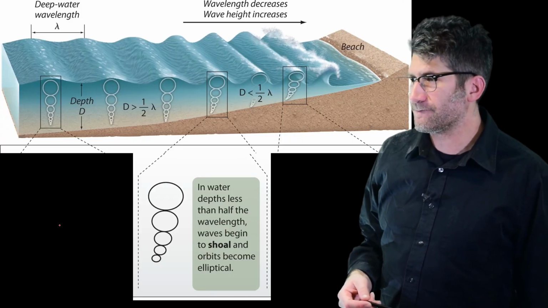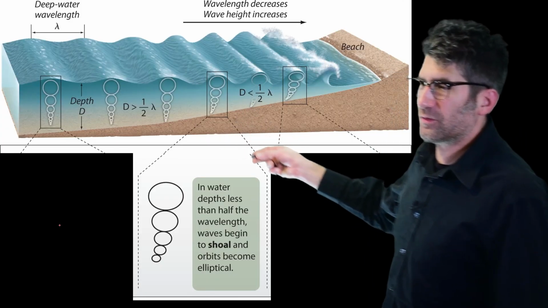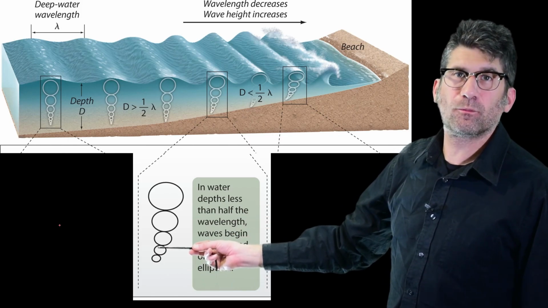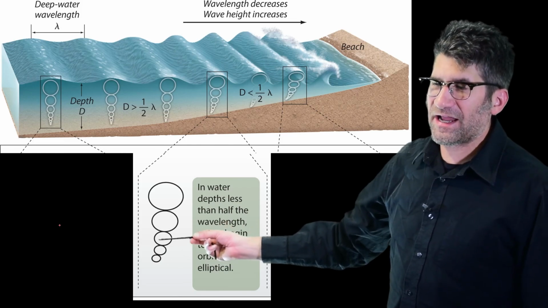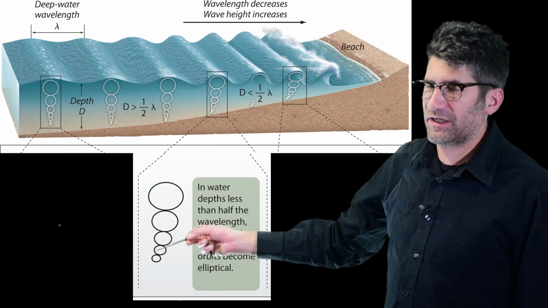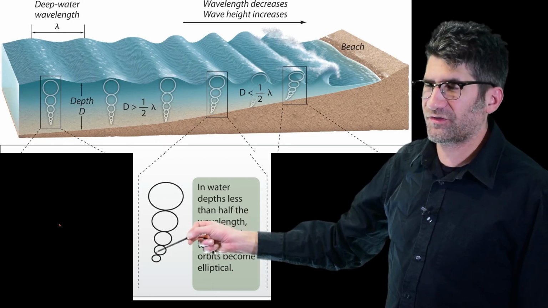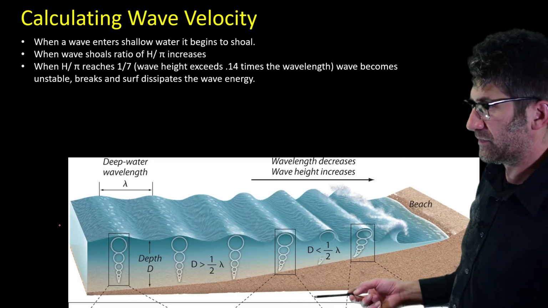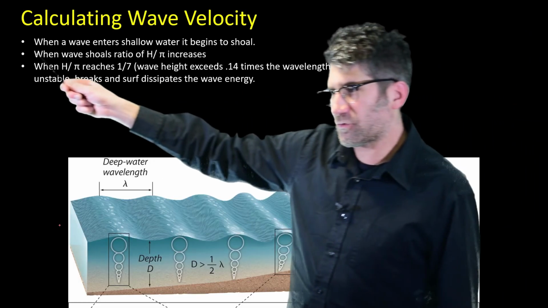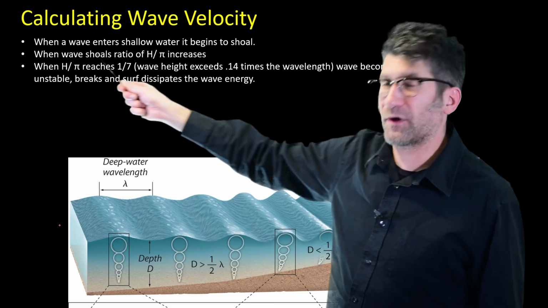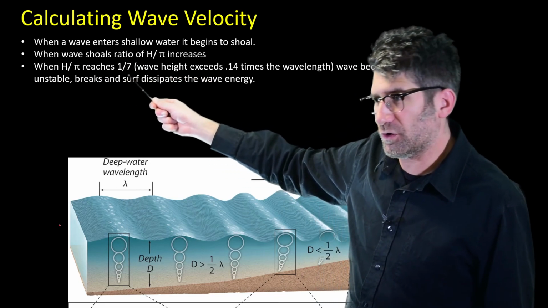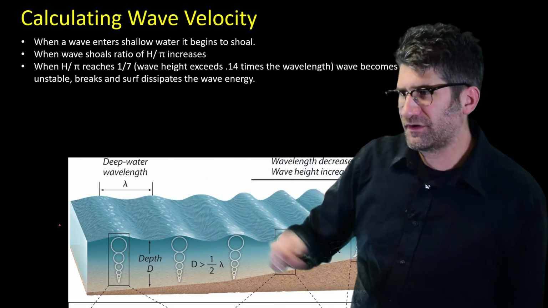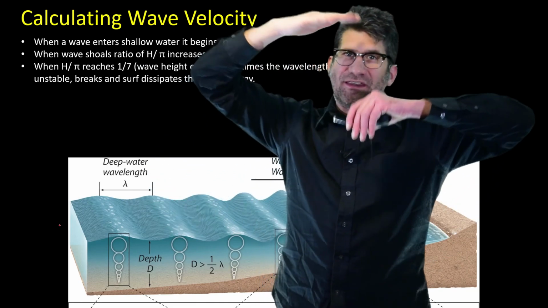Okay. Now, as those waves start to move towards the shoreline, our wave base interacts with the ocean floor, and as it does, you get friction that slows down the particles at the base versus the top, and our waves will start to shoal. So when a wave enters shallow water, it begins to shoal. That wave shoal ratio will increase proportional essentially to the depth of the water.